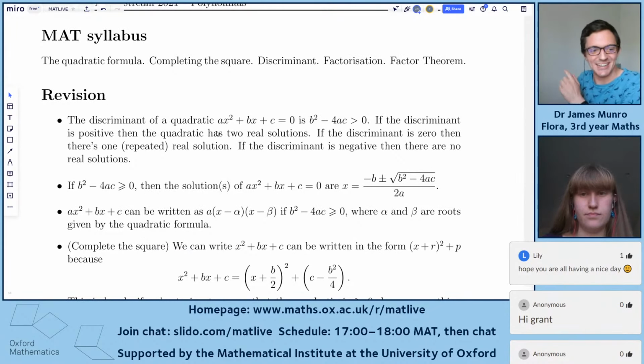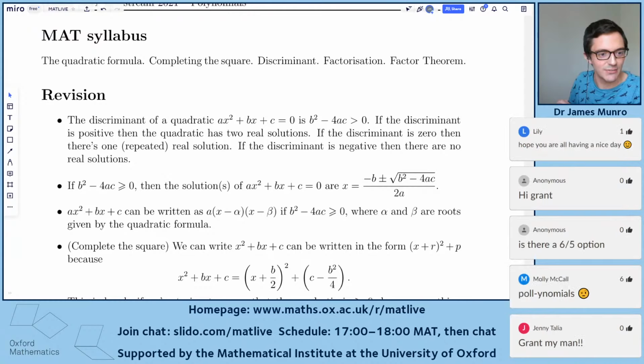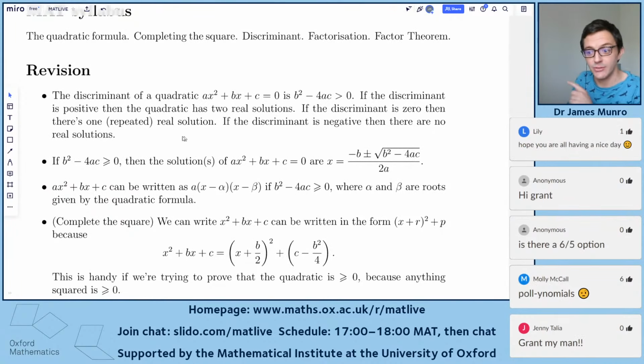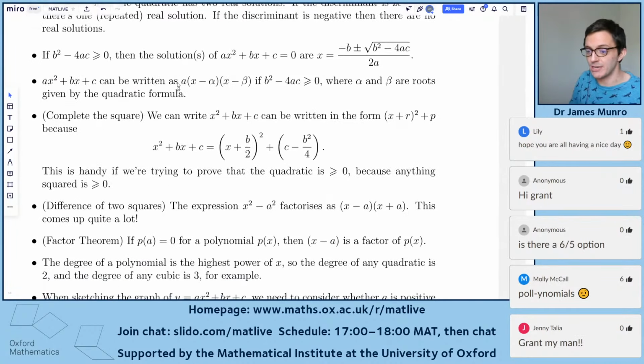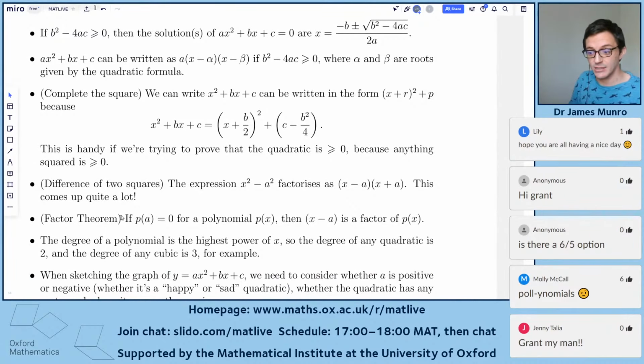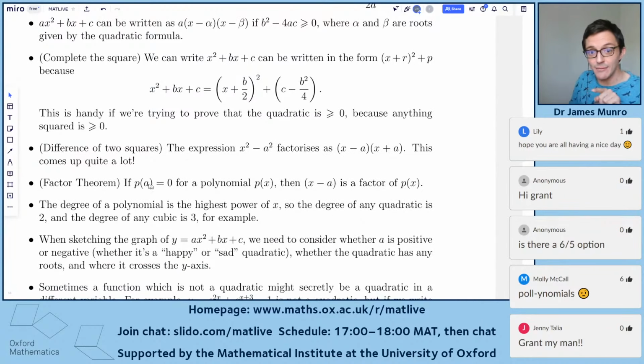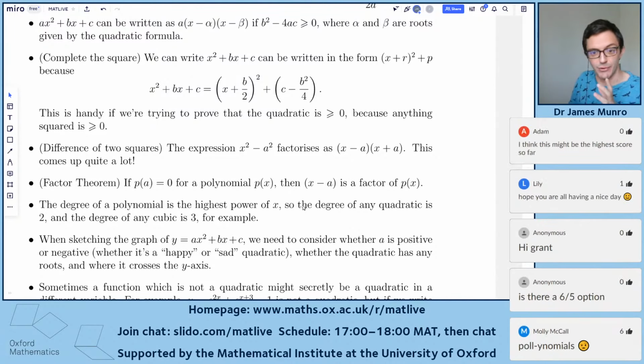There's some revision content on the sheet. Is Flora back? Oh, I might have lost Flora again. I'm going to switch like this again while I try to connect to Flora. There's some revision on the sheet about what the discriminant is, about what the factor theorem is. It tells you that if a polynomial is 0, then x minus a is a factor. If you're interested in that.